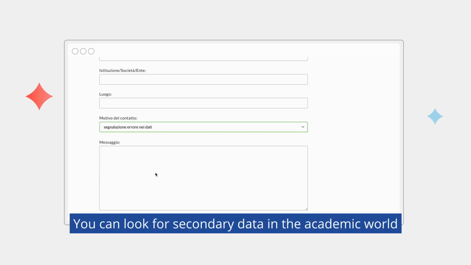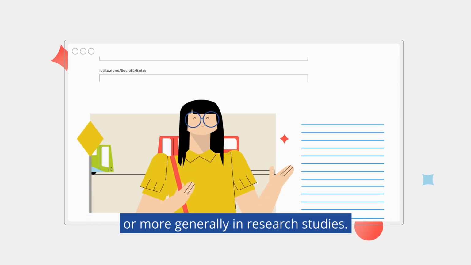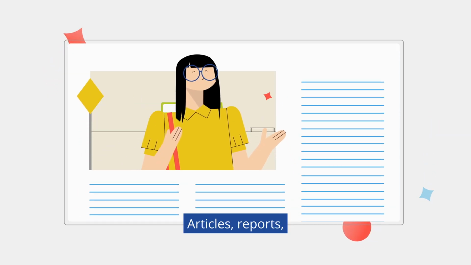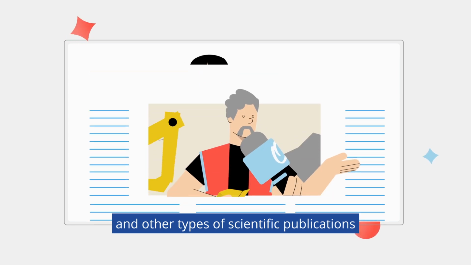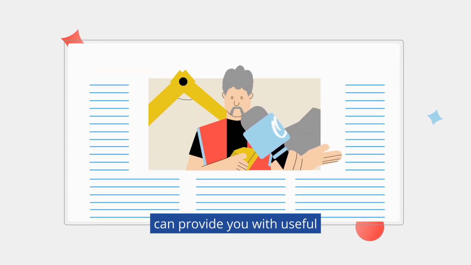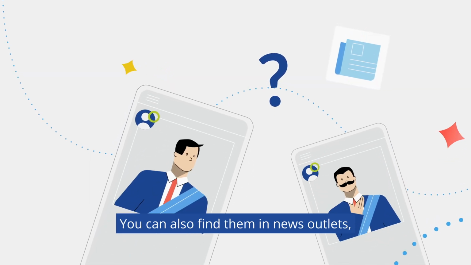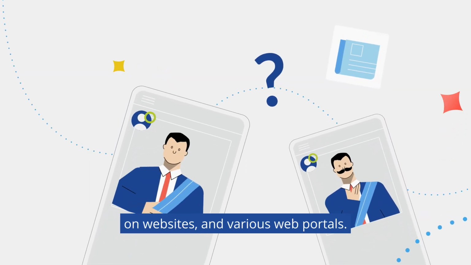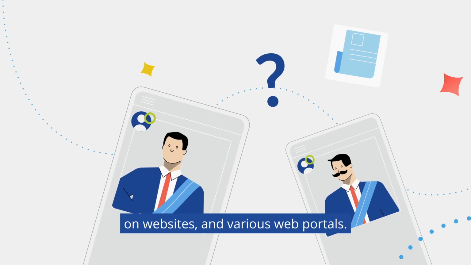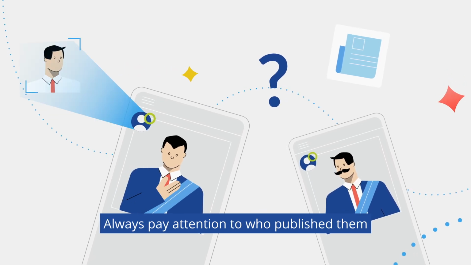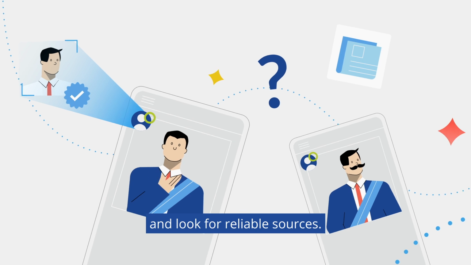You can look for secondary data in the academic world, or more generally in research studies. Articles, reports, and other types of scientific publications can provide you with useful and at the same time reliable information. You can also find them in news outlets, on websites, and various web portals. Always pay attention to who published them and look for reliable sources.